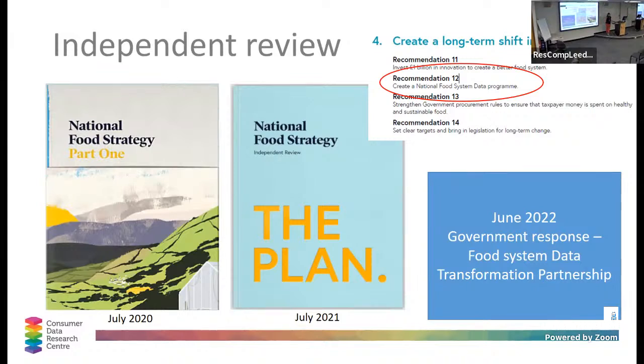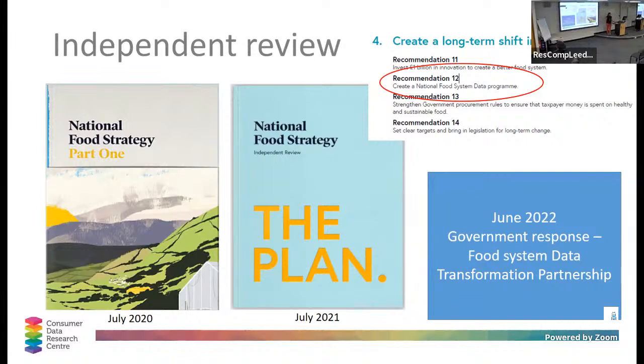This has been in the news quite recently, so maybe more people are familiar with it. A couple of years ago, the government commissioned Henry Dimbleby to do an independent review of the food system. Part 1 was in July 2020. They finally released the master plan in July 2021. And then almost a year later, the government responded with what they would endorse and what they wouldn't. There were 14 recommendations within the plan, and they've said they'll do a couple and that they'll set up partnerships to address a few more.